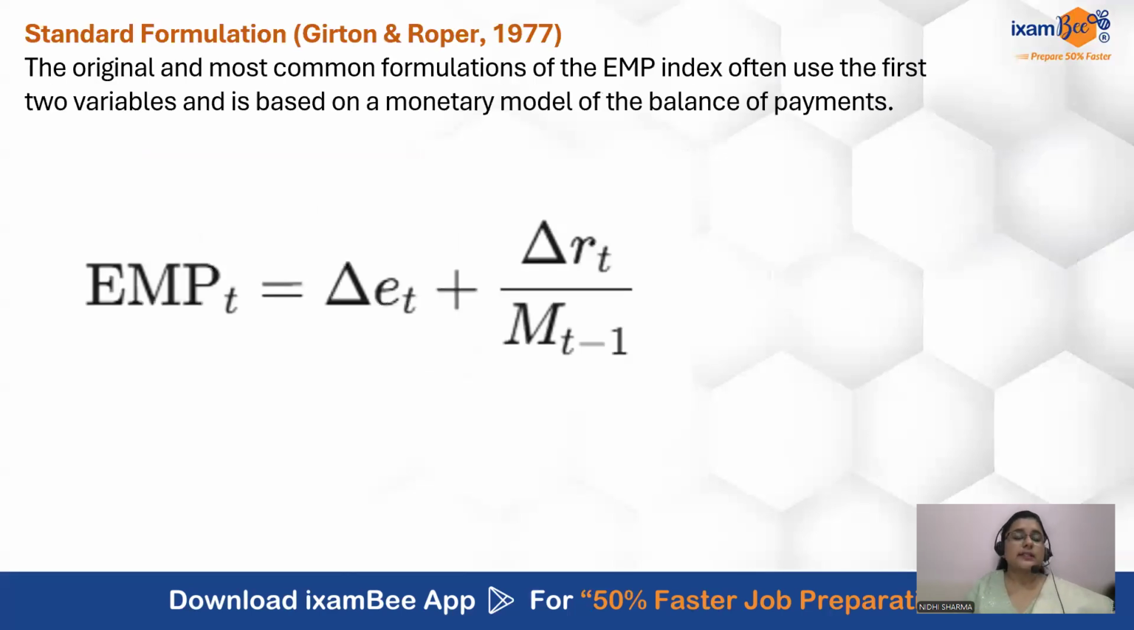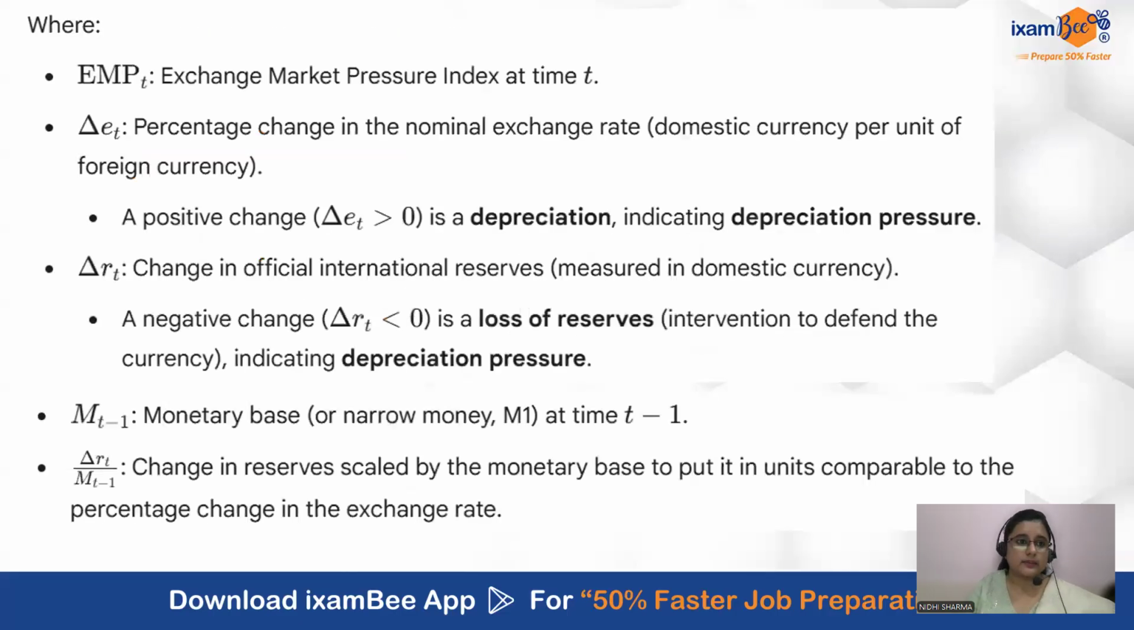Okay, so the standard formulation was provided by Girton and Roper in 1977. The original and most common formulation of the EMP index often uses the first two variables and is based on a monetary model of the balance of payment. So what is there? We have EMP at the period t is equal to delta e_t plus delta R_t by M_(t-1). Now, what are these variables?